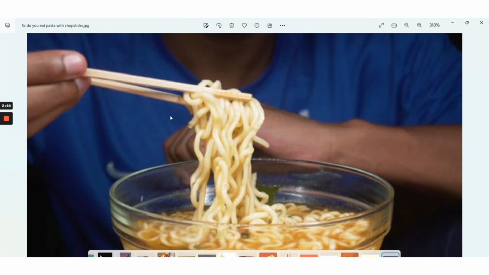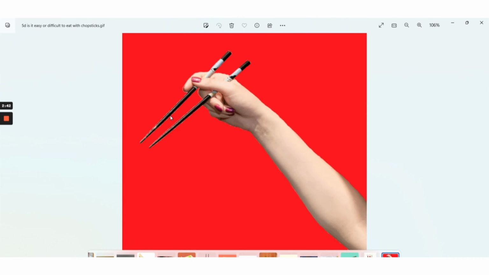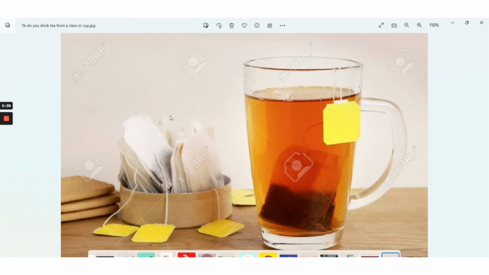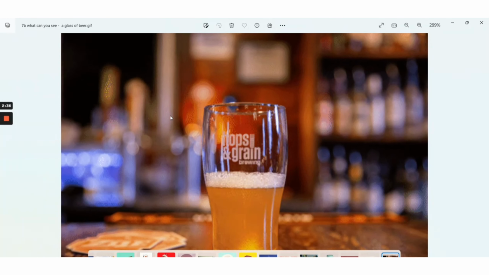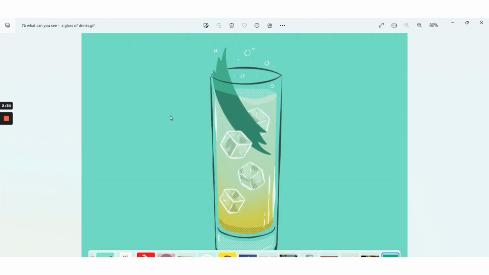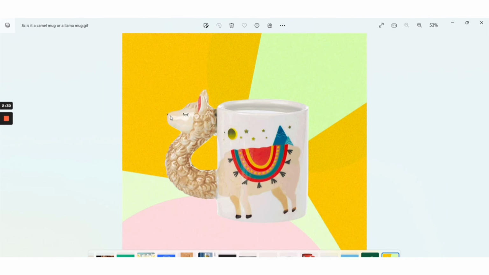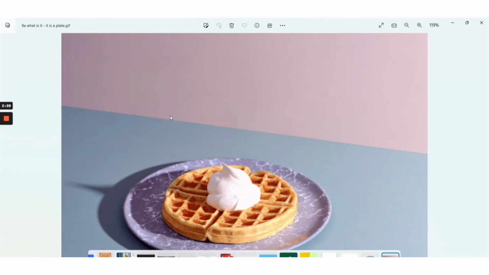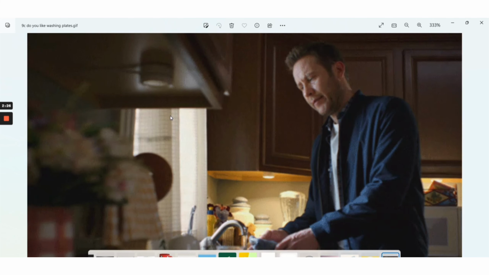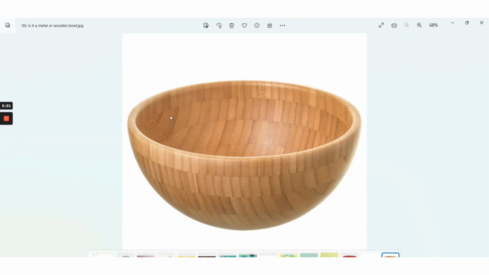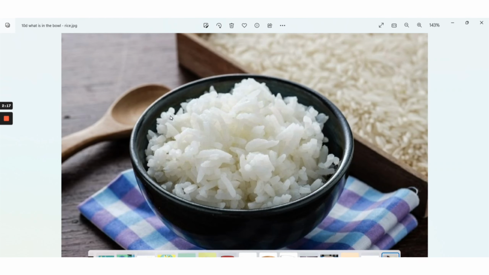And once we finish discussing all these different types of utensils, from chopsticks to cups to glasses, what is it? Is it a glass of beer? Is it a glass of drinks? And we continue onwards and continue asking the students what type of kitchen utensil is it and what do they see exactly in the picture. We can continue onwards and move to the next part, which is cooking methods.